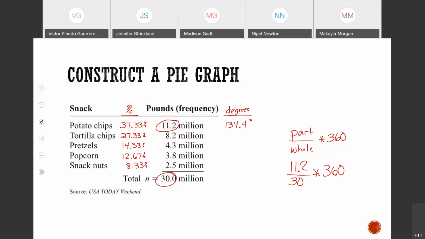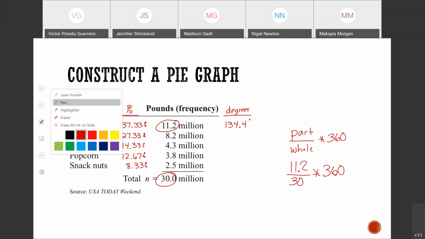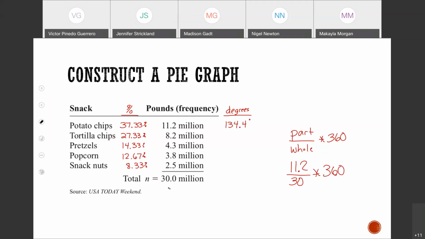And then we're going to do the same thing for the next one. So we would come in on the next one and we would do 8.2 on the top here. Divide it by 30. And multiply by 360. Okay, so I get 98.4. That's all good. Okay. All right, does everybody feel okay with that? Okay. All right, so I'm going to go ahead and do the other three. If you're at home and you have a question, jump in and ask.